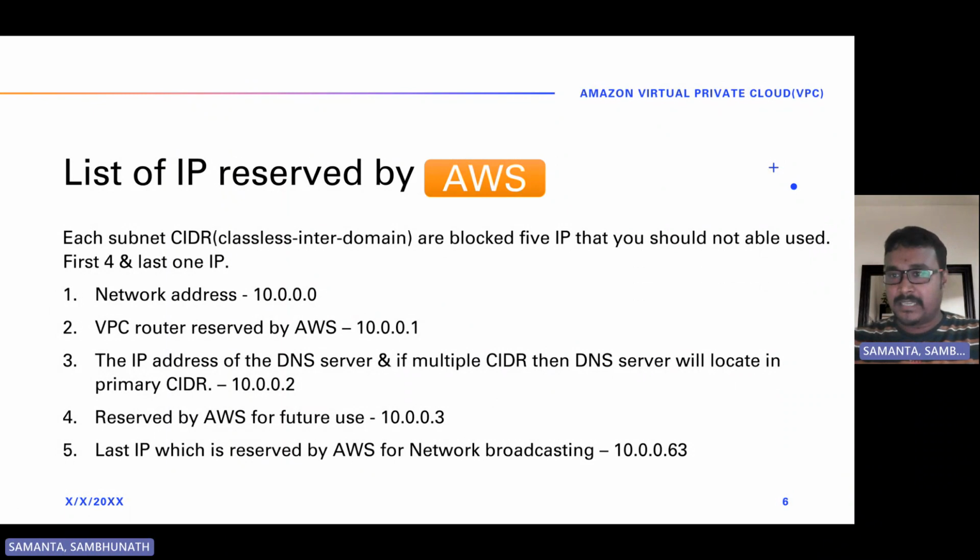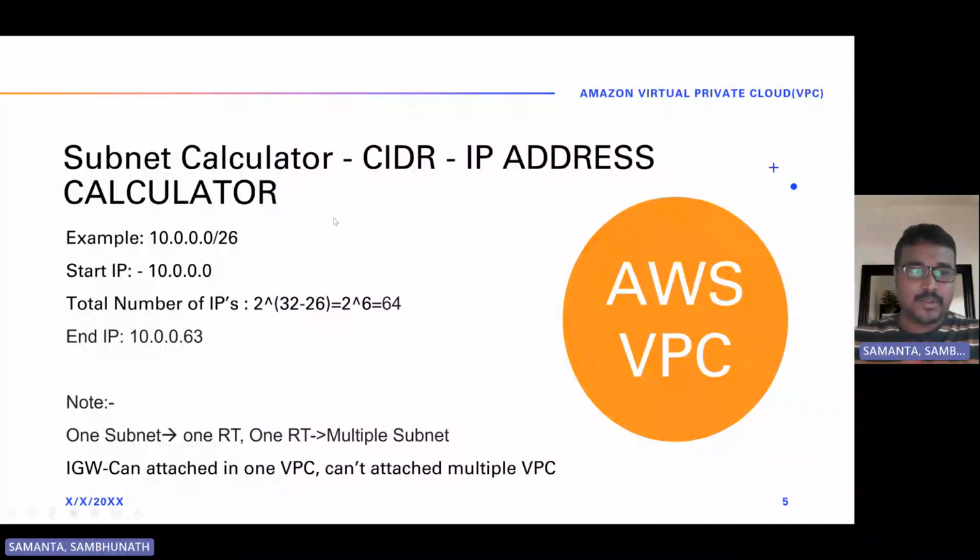Total 5 IP addresses, whenever you specify a range, starting from 10.0.0.0 to 10.0.0.63. Within this range, 5 IP addresses will be reserved by AWS that you cannot utilize for your work. The rest of the IP addresses you can utilize. Suppose here the total is 64. We can create 64 IP addresses with the CIDR value, but 5 IP addresses you cannot use. Then how many can you utilize? A total of 59 IP addresses you can utilize for your application purpose.